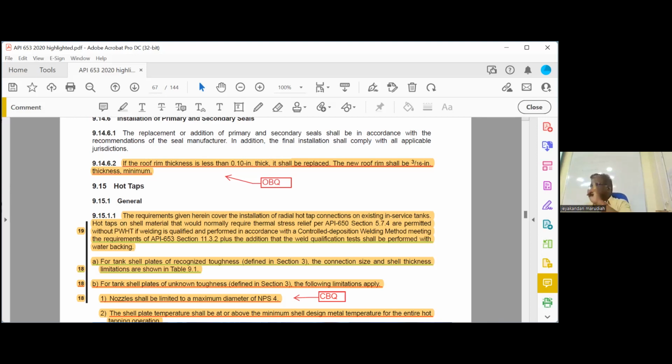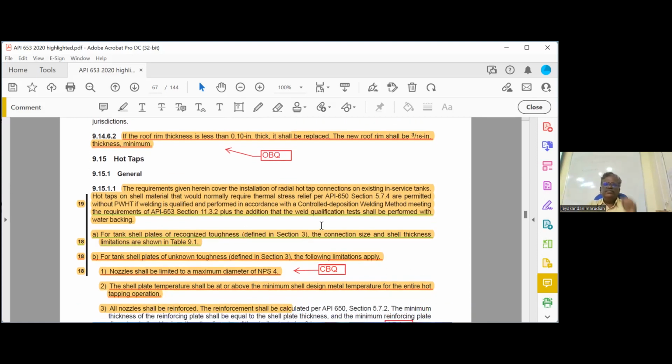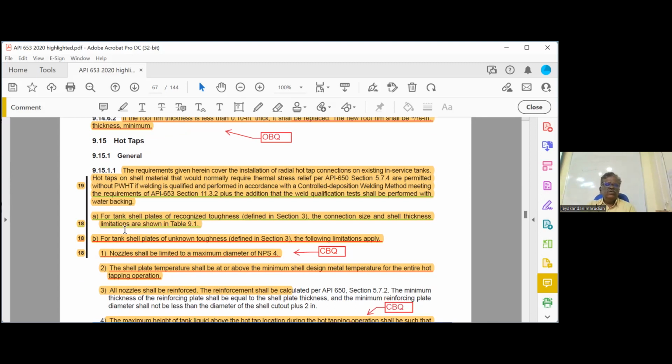Most of them are open book only. Definitely there will be 2 questions. Highlight this one: hot tap. For tank shell plates of recognized toughness, the connection size and nozzle thickness, we have to follow 9.1.